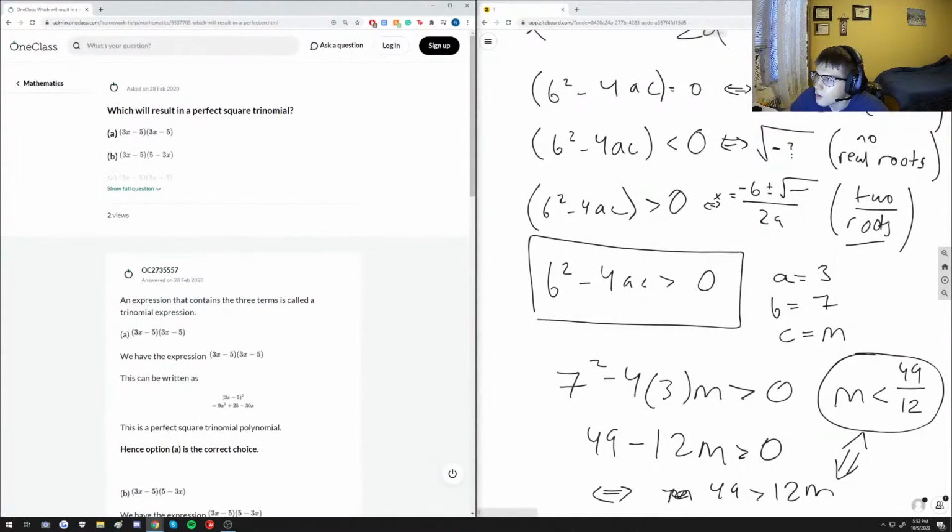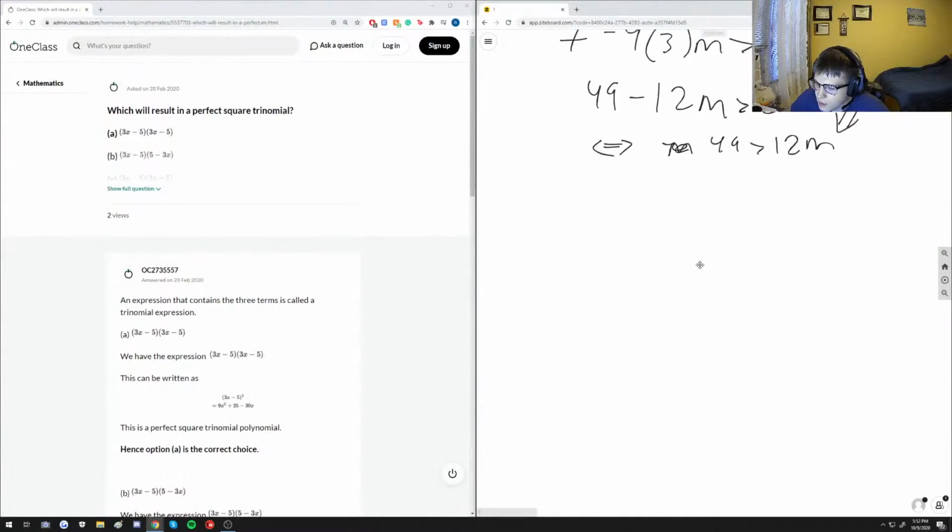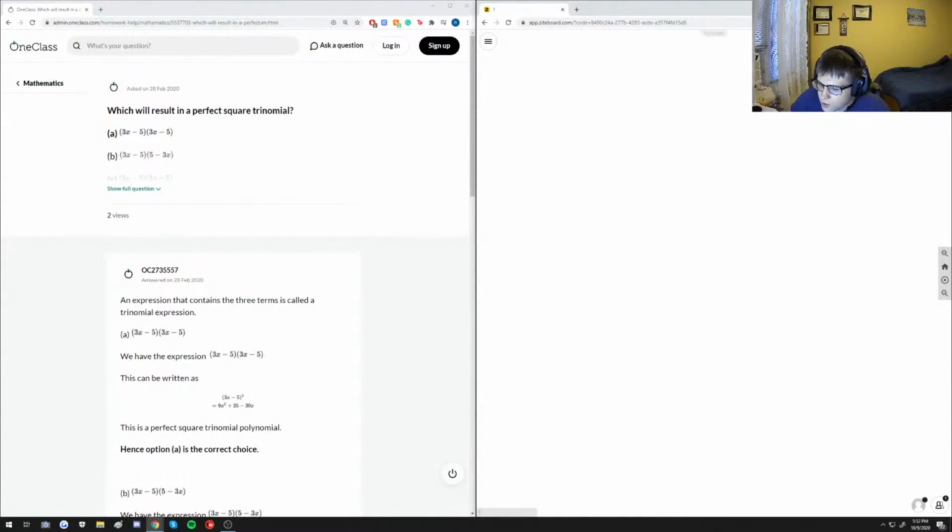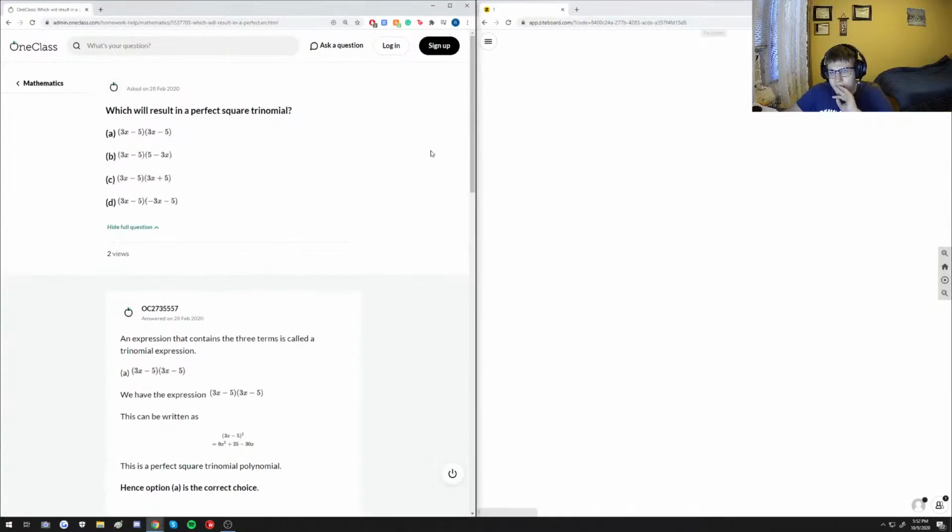Okay, so moving on to the next question. Which will result in a perfect square trinomial? So a perfect square trinomial is that which can be written. So let's assume two cases of perfect square trinomials.